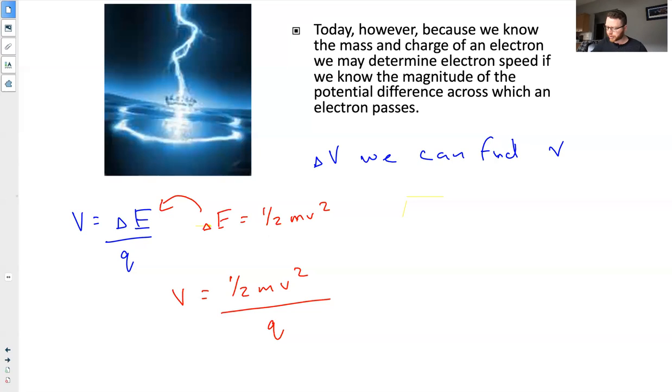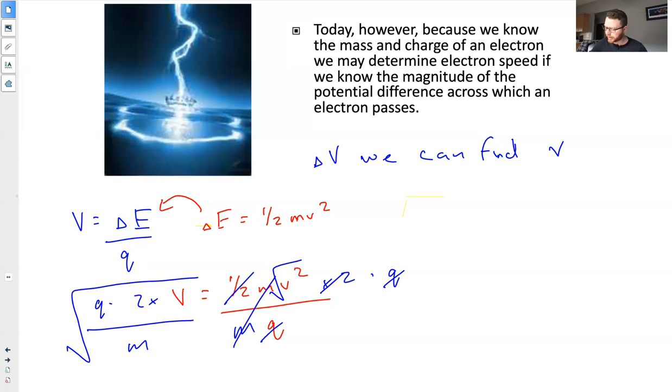So let's go ahead and solve for v here. Multiply both sides by 2 and by Q. Divide by m. And lastly, take the square root. Okay, and then we will get velocity is equal to the square root of 2 times Q times V, which is our potential difference, divided by the mass of the electron.